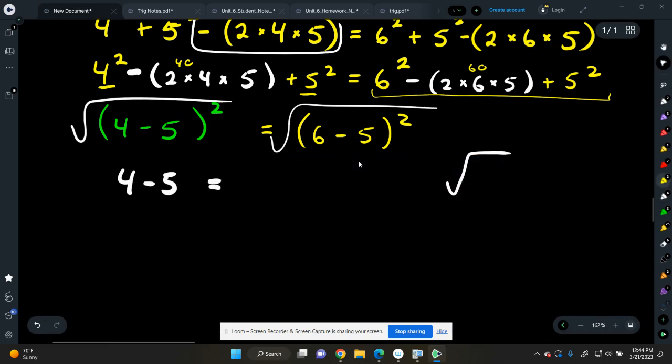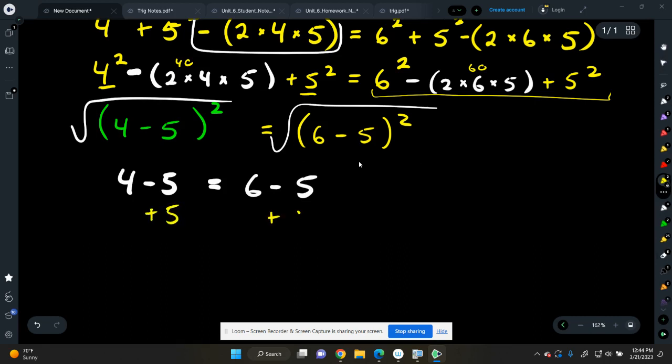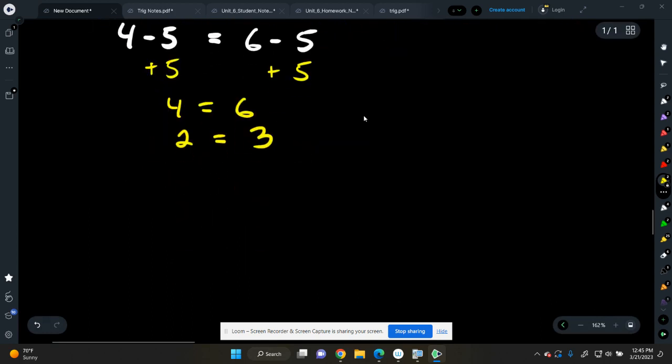What's the square root over here? 6 minus 5. What happens if I add 5 to both sides? I get 4 equals 6. So what happens if I divide by 2 on both sides? 2 equals 3.